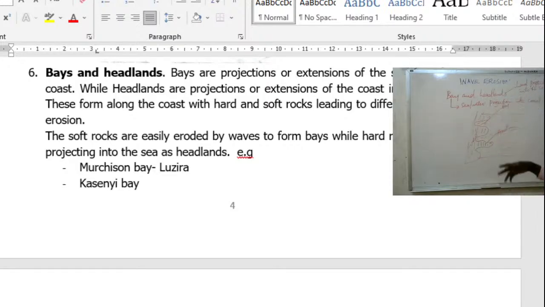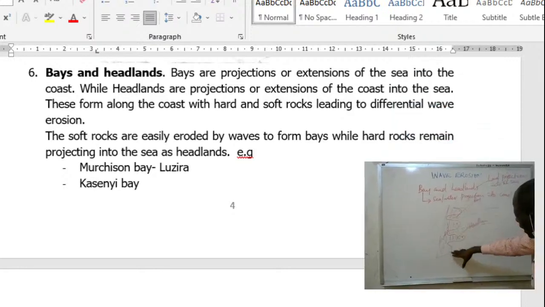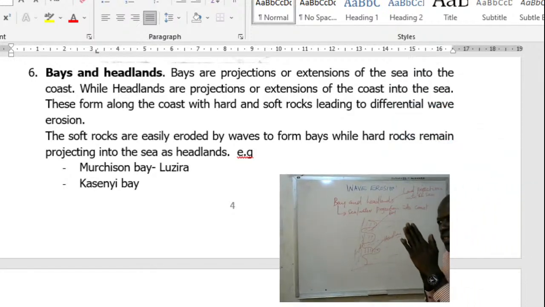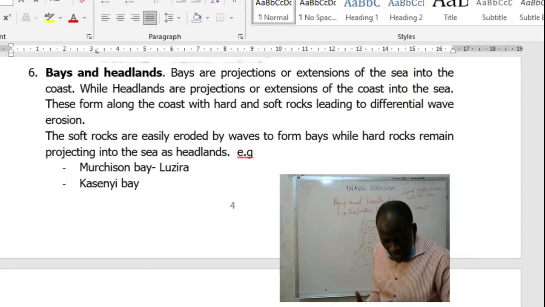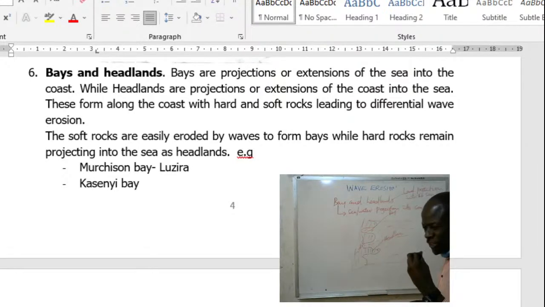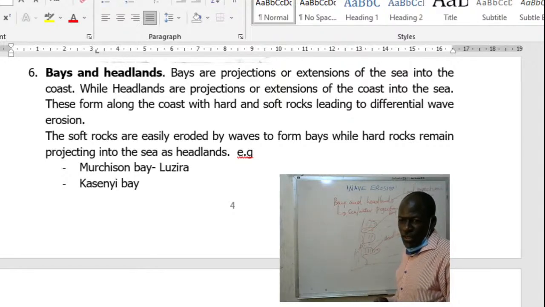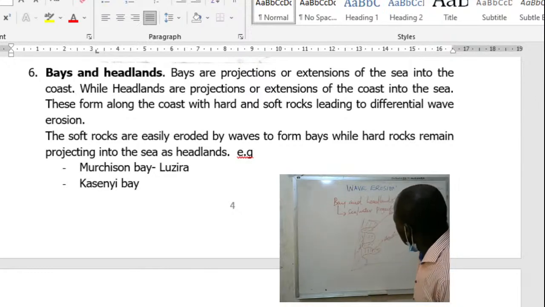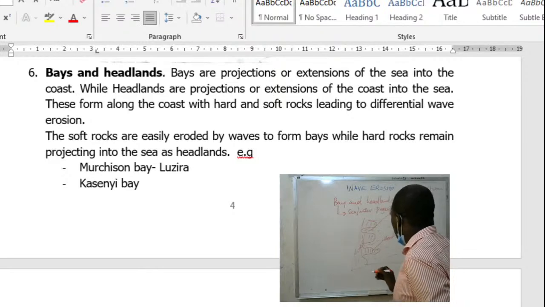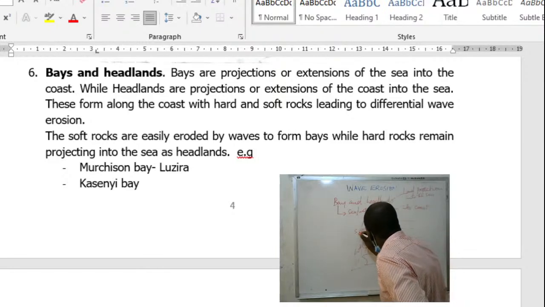So how are bays and headlands formed? This means that this coastal area has alternating hard and soft rocks. Those rocks which are alternating are of different resistance; we term them heterogeneous rocks, non-uniform rocks, in that they don't have the same resistance to wave erosion. So there are hard and soft rocks. These sections here will have soft rocks, and these sections here have hard rocks.